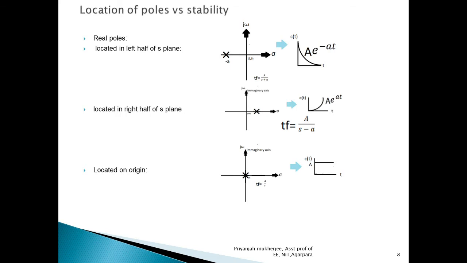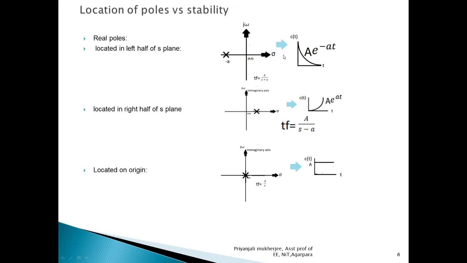So, let us consider different locations of poles. First, we consider that all the poles are real, and first the real pole is located on the left hand side at position minus a. If it is at minus a, then the transfer function becomes a by s plus a. Now, if we obtain the impulse response, then the inverse Laplace of a by s plus a becomes a times e to the power minus at.